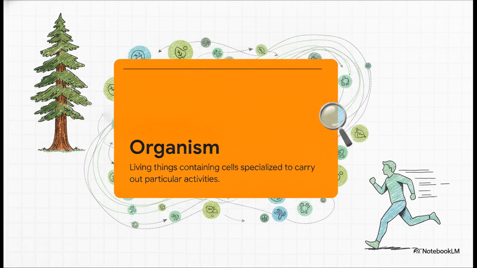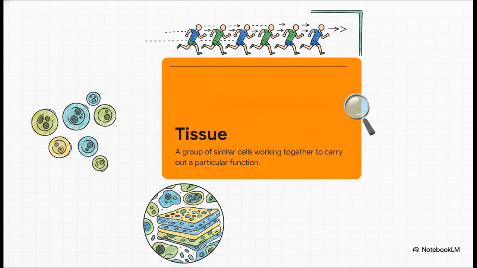By definition, an organism is just a living thing. But the absolute key takeaway from Lesson 1.4 is that an organism contains many, many cells that are highly specialized to carry out particular activities. Whether you're looking at a towering redwood tree out in a forest or a human running a marathon, that organism relies entirely on microscopic teamwork. But that begs the question, how exactly do we get from a single specialized cell to a full, living, breathing organism? Well, that brings us to our very first major structural milestone: tissue.